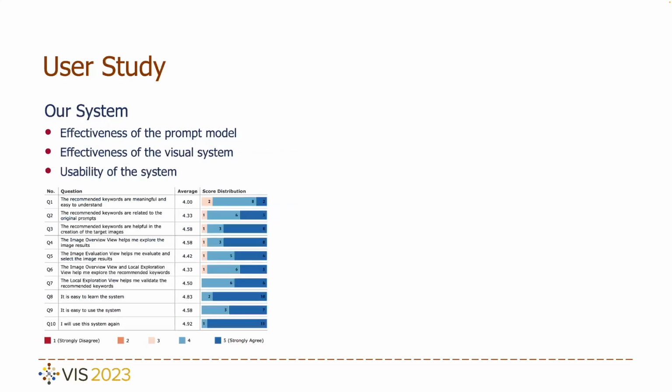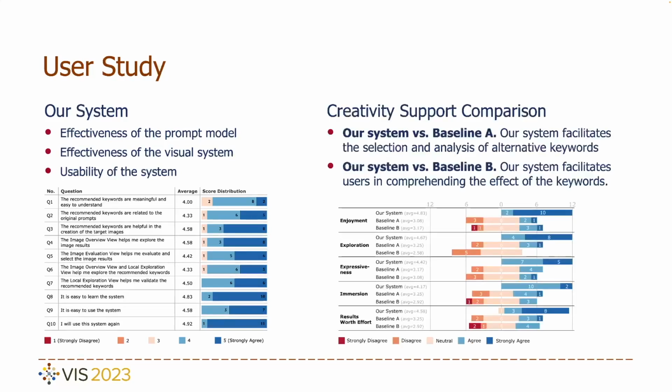Based on user feedback, our system, including the prompt recommendation model and the visual interface, is effective in helping users explore prompt keywords and improve generation results. Besides, the system also achieves high usability. In addition, we also collected user feedback on the creation experience. Overall, our system provides better creation support because it facilitates the selection, analysis, and understanding of keywords.